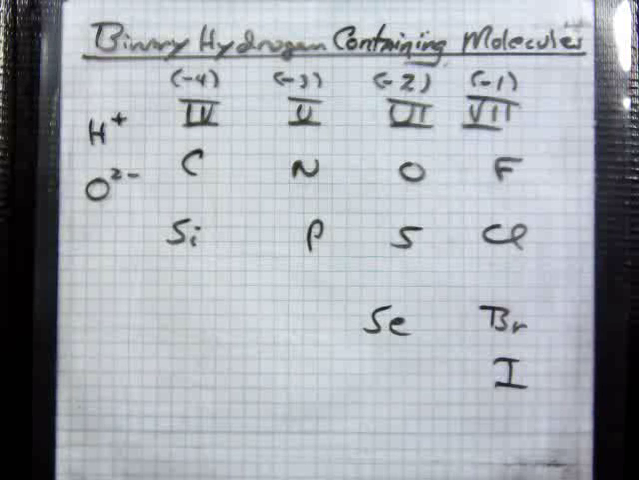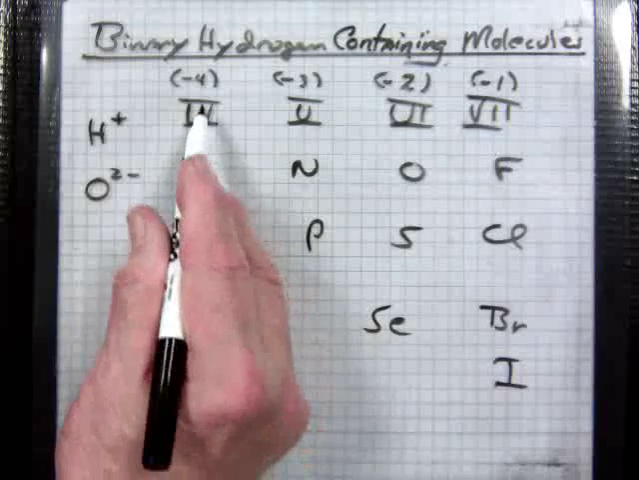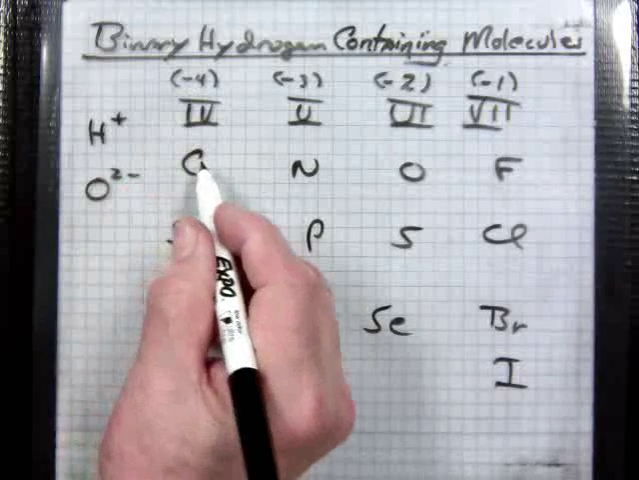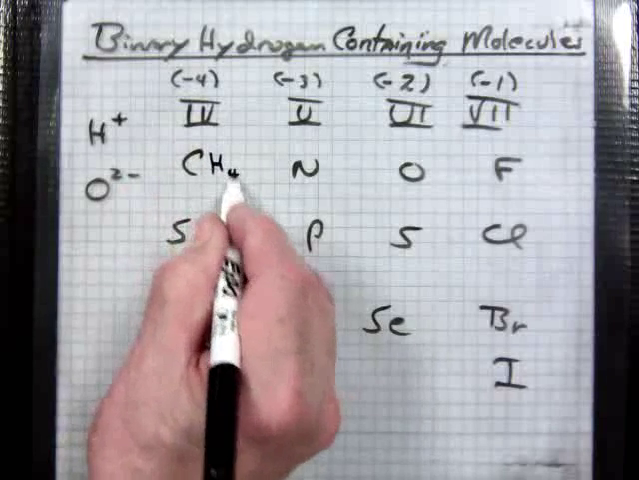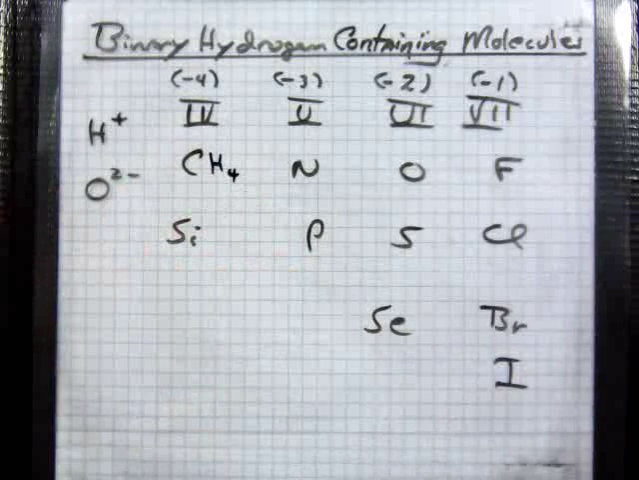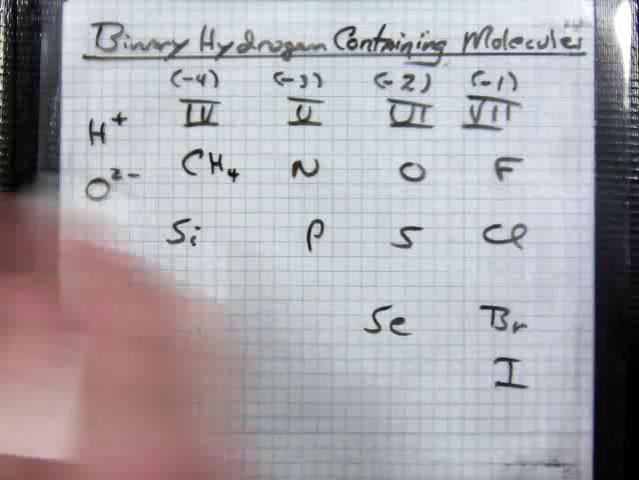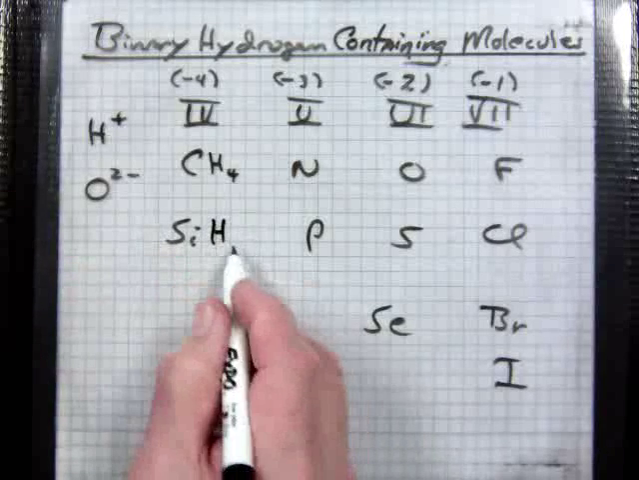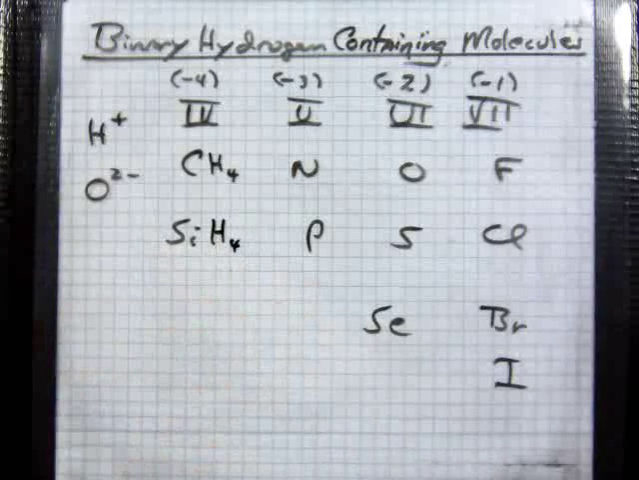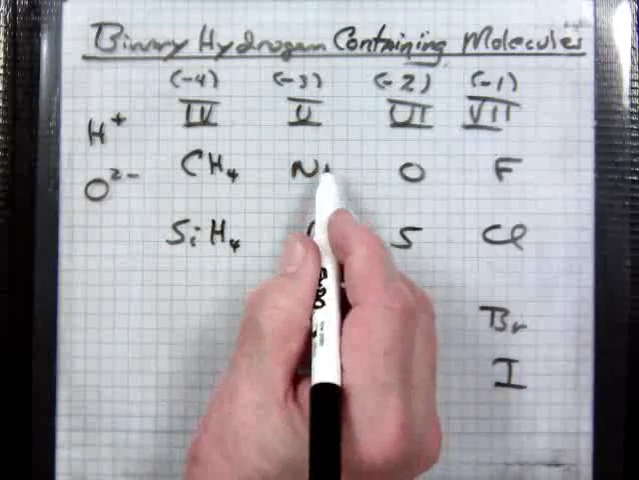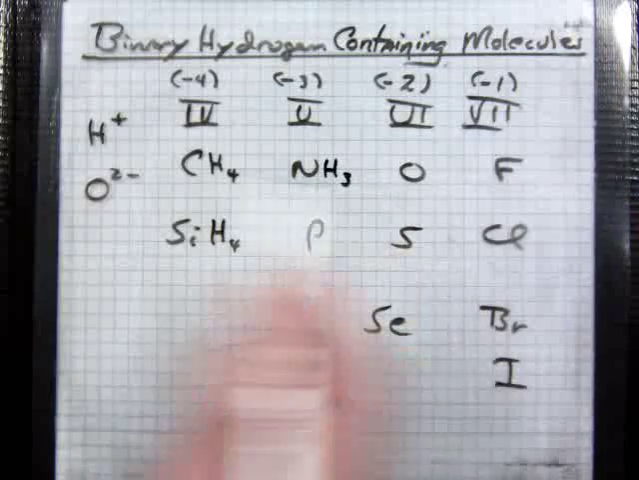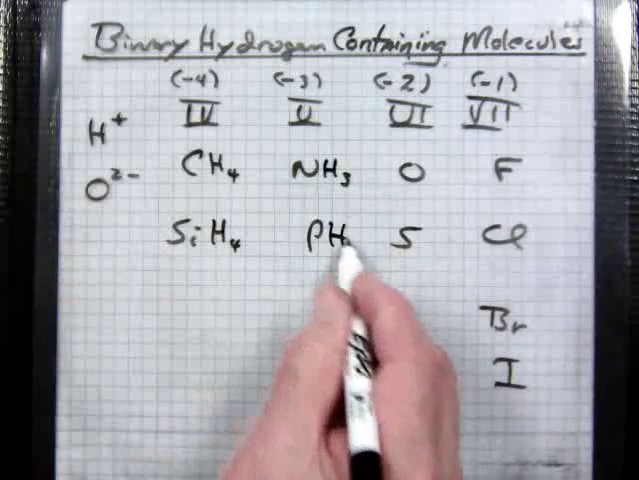So if we need to cancel out the 4 negative charges, how many hydrogens would I have to have? Well, obviously 4. So I put CH subscript 4. That's the molecular formula for that compound. Same way with silicon, I will need 4 hydrogens. And so we'll proceed to add hydrogens to each one of the groups. Nitrogen will need 3 hydrogens. Phosphorus will also need 3.